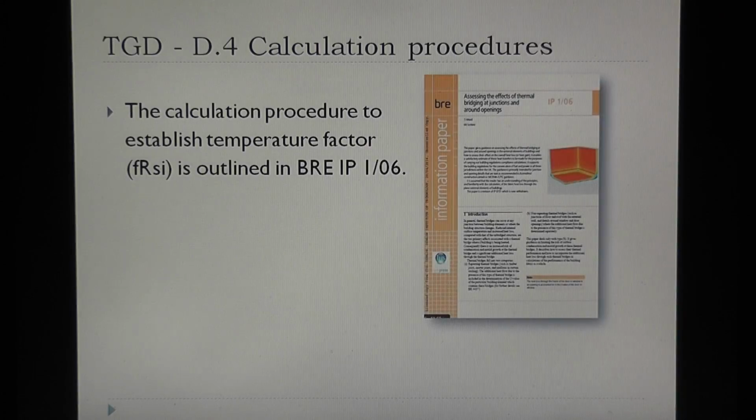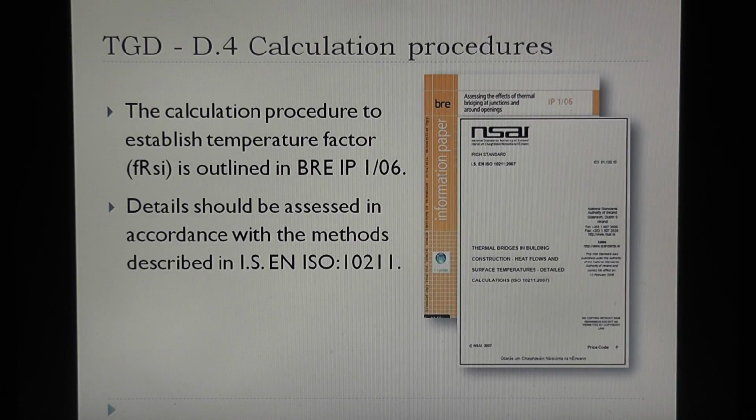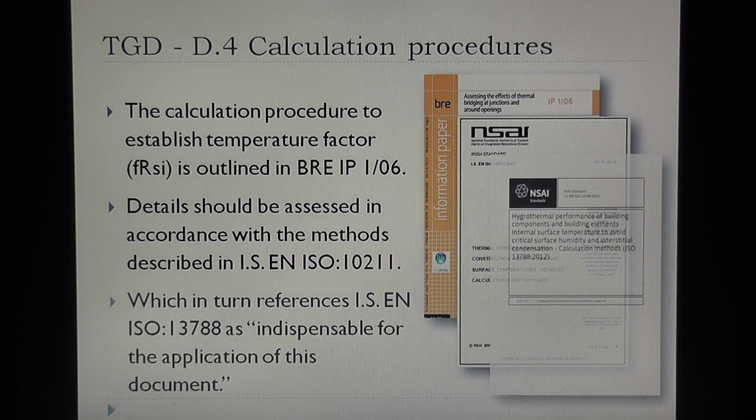The calculation procedures are laid down in 3 different documents. BRE IP 1-06 gives the basic method of assessing the thermal bridging at junctions and around openings. That uses ISO 10211 to define the means of calculating the surface temperatures, which in turn refers to ISO 13788 for the surface resistance to be applied in that calculation.